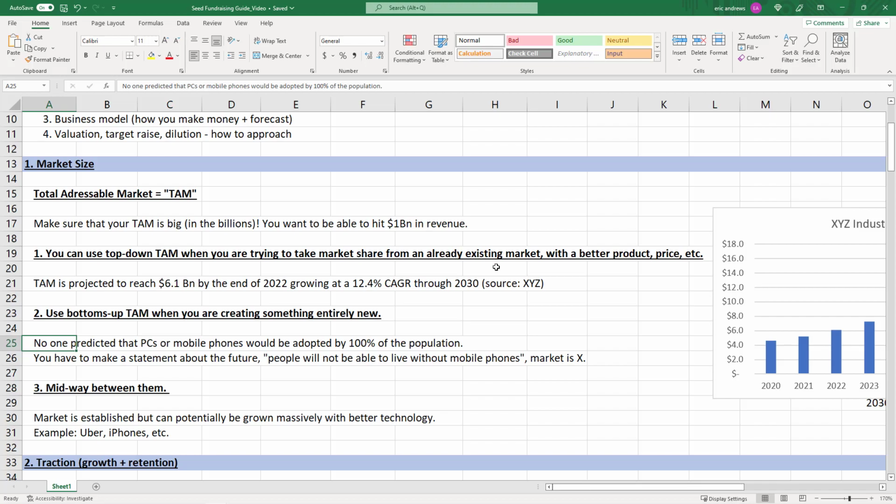And so the believers in these technologies said, people will not be able to live without a mobile phone. And at the time, that seemed outrageous. But today, they're right, or people will not be able to live without a computer.